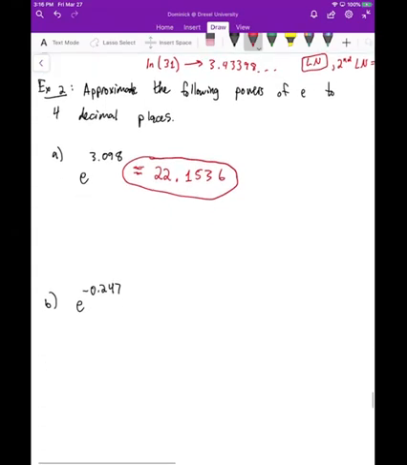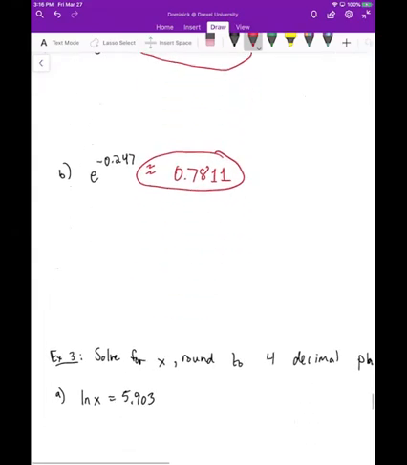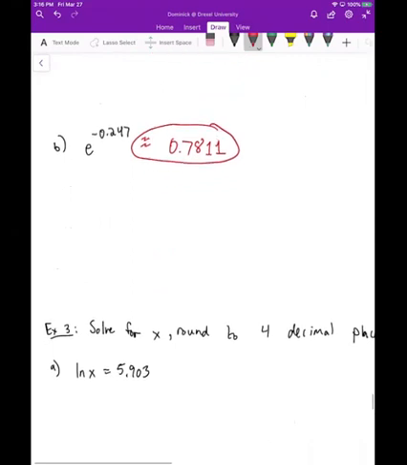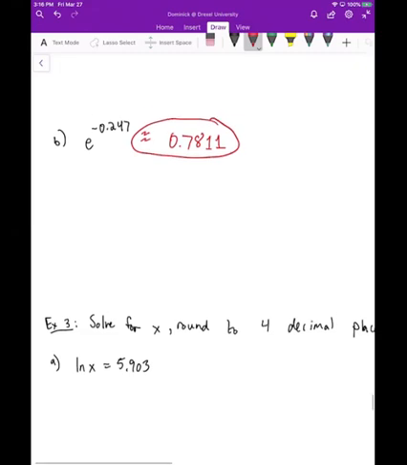All right, in part B, same thing. I want to find e to this power, so I need a negative 0.247. And if I type that in, I'm going to get roughly 0.7811. And that is a couple examples of finding some e values in your calculator.